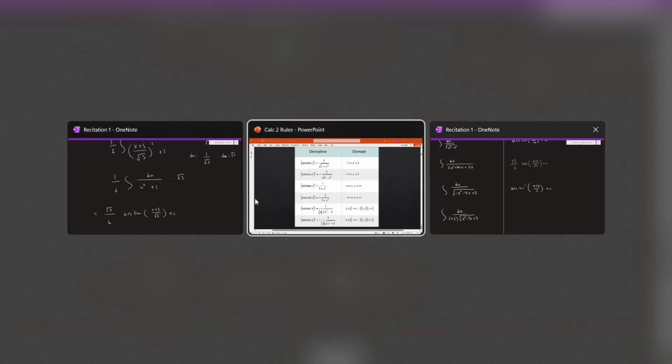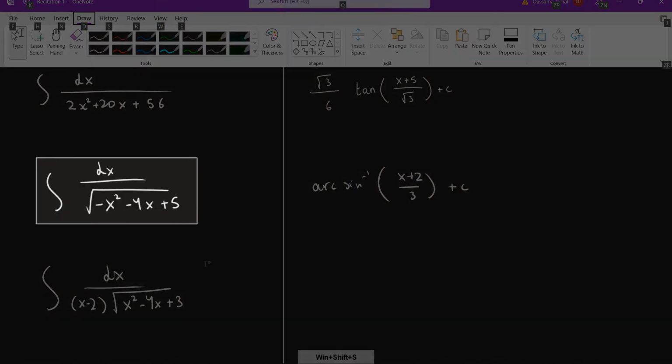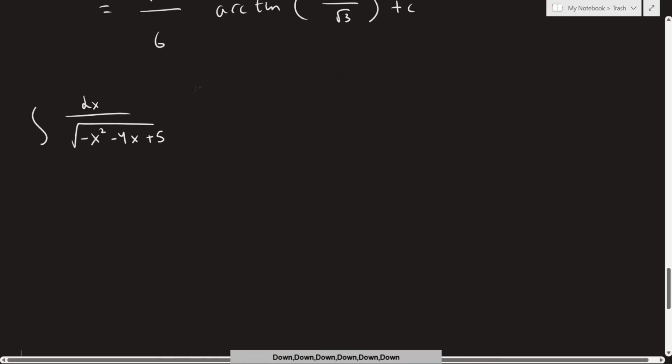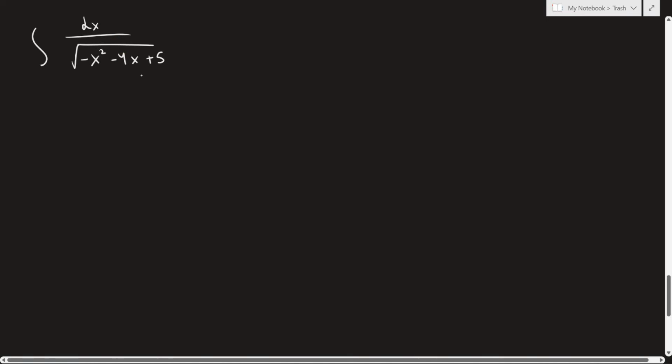Alright, next example. We have this problem, which is very similar to what we just did. Just a little trick though. First, we look at the denominator. We have negative x squared minus 4x plus 5. So write it down here. Okay, whenever there's negative x squared, try to remove the negative. So what we're going to do is remove the negative. It's going to be x squared plus 4x minus 5.